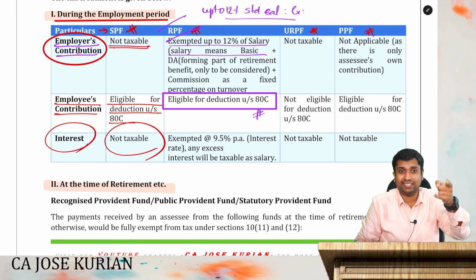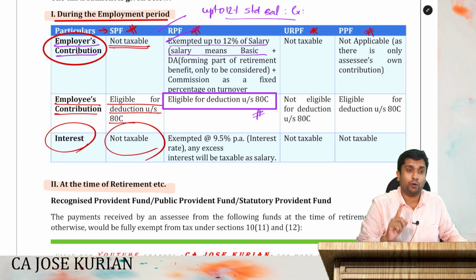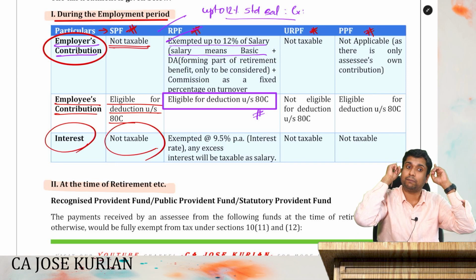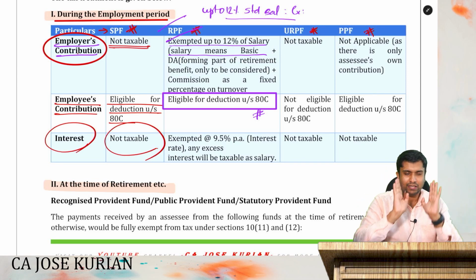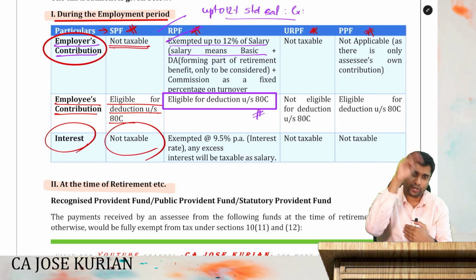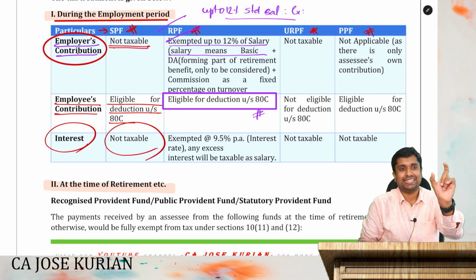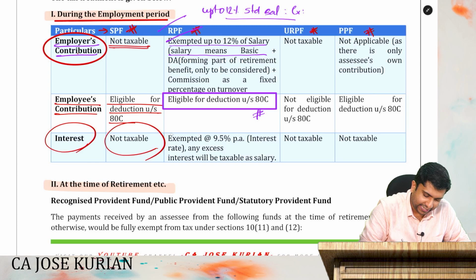But under 80C, there is a ceiling limit. Maximum 1,50,000 is the yearly contribution that is allowable as a deduction. That we will discuss when we discuss chapter 6A. For the time being, only understand when the employee himself contributes from his pocket to RPF, he can claim a deduction under 80C. Now, finally, the interest component.